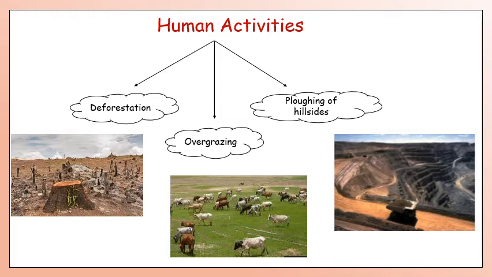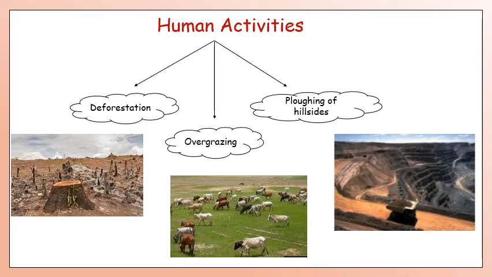Students, cutting down of trees on a large scale is called deforestation. You know that humans have cleared a large number of trees for their requirement. And you have already studied that the roots of plants hold the topsoil tightly. So, when trees and plants are cut down, the topsoil becomes loose and it can be easily carried away by the strong winds or running water.